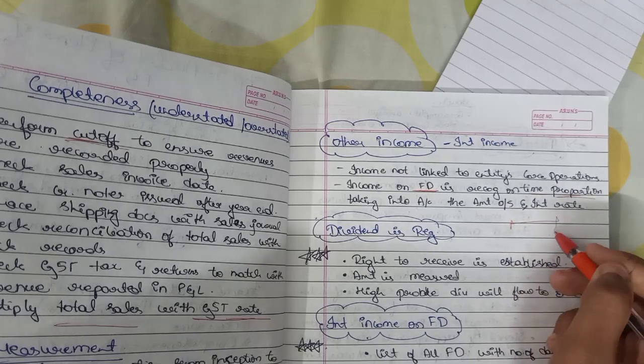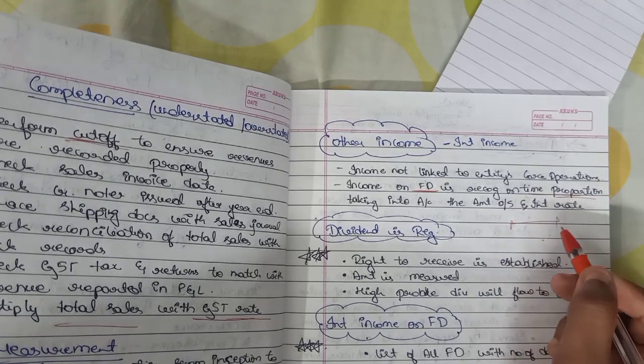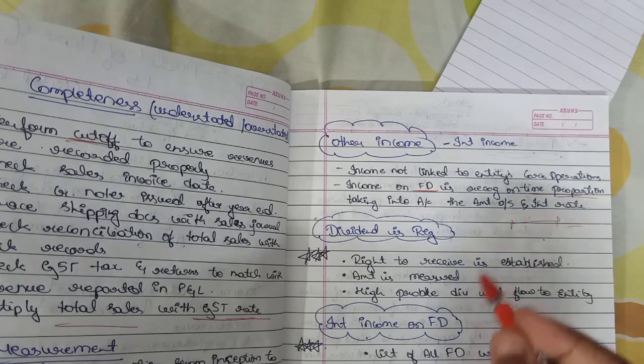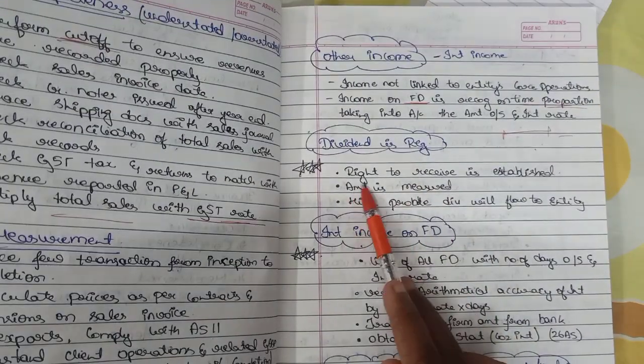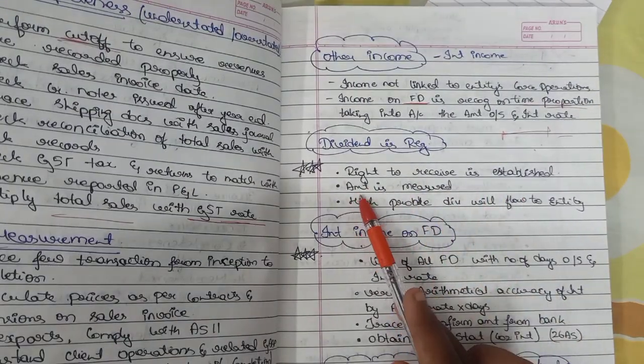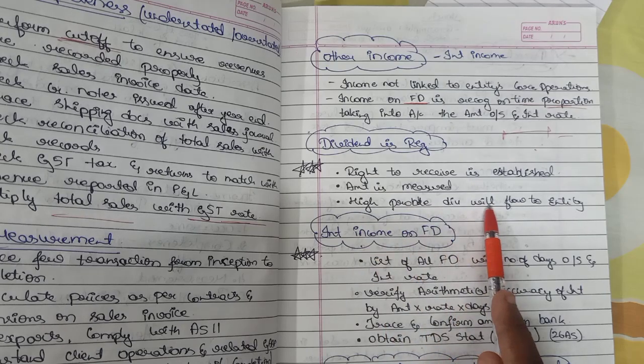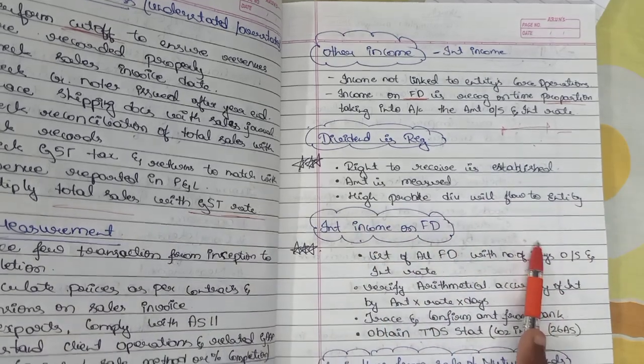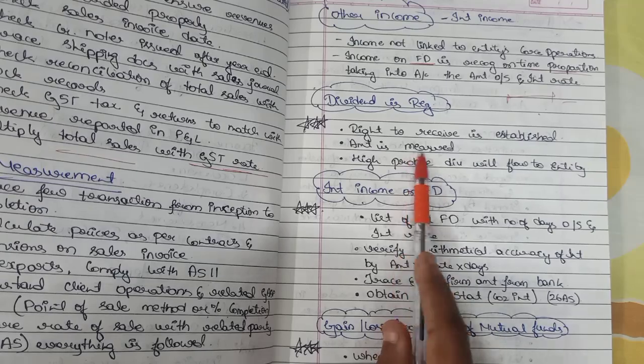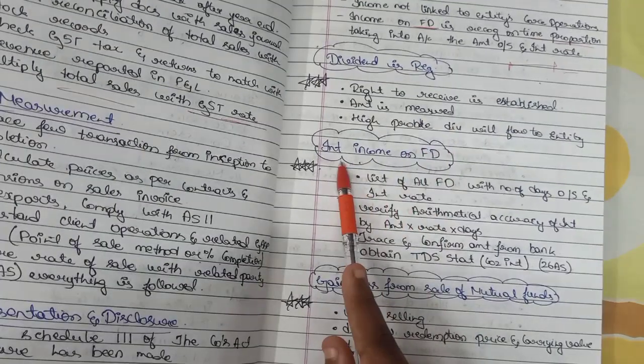That which belongs to next year should be recorded in next year itself. Dividend: the right to receive is established, the amount is measured, and it is highly probable that the dividend will flow to the entity. Only in this case should a dividend be recognized.